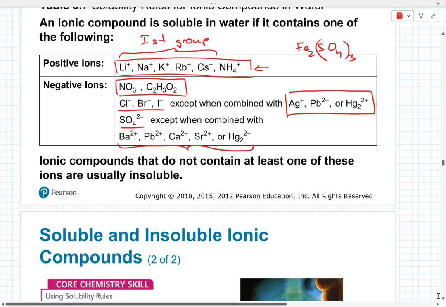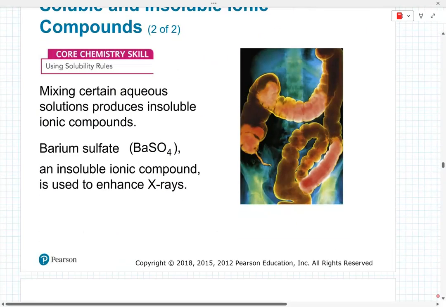Okay. Nickel 2 chloride. Okay? One of these? No. One of these? Also no. One of these? Yes. Is nickel in the list? No. Nickel chloride is soluble in water. Does that logic make sense? Okay.